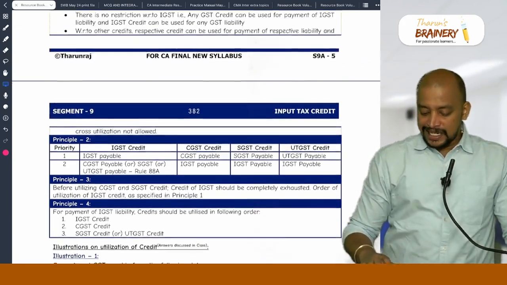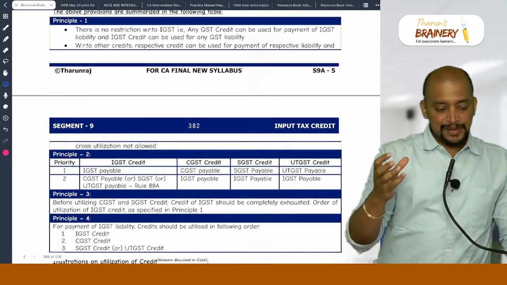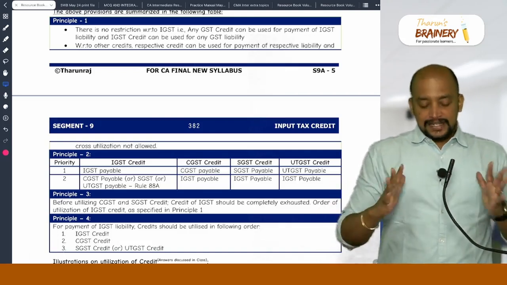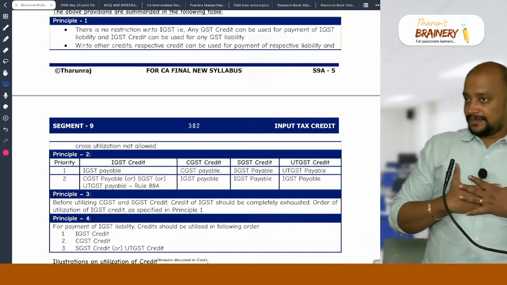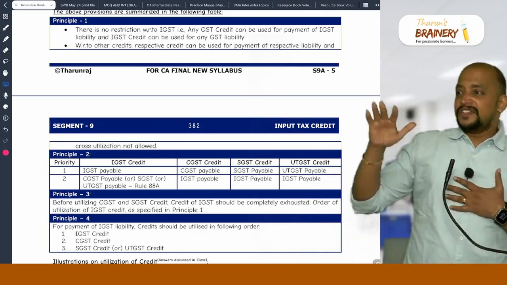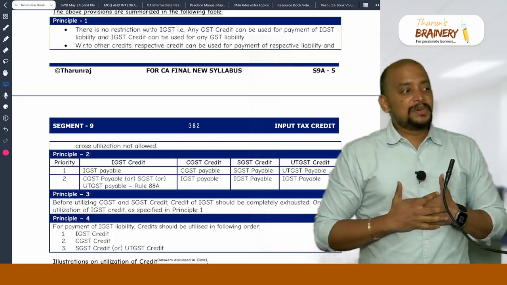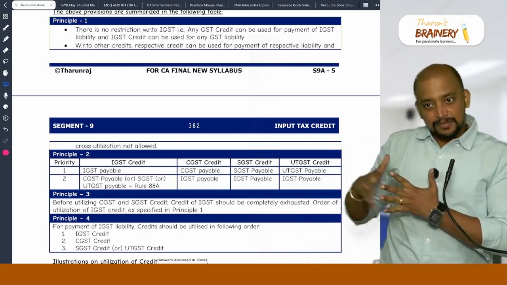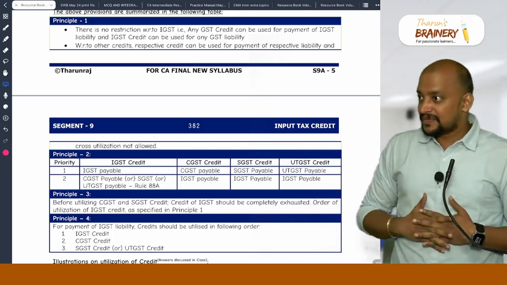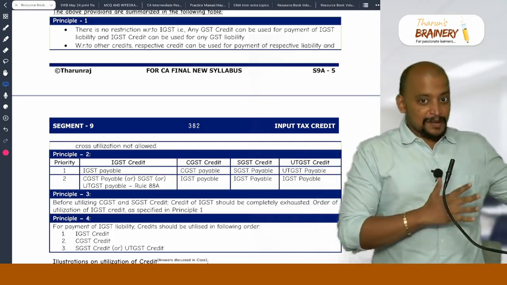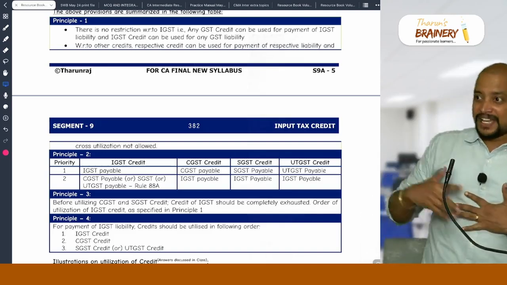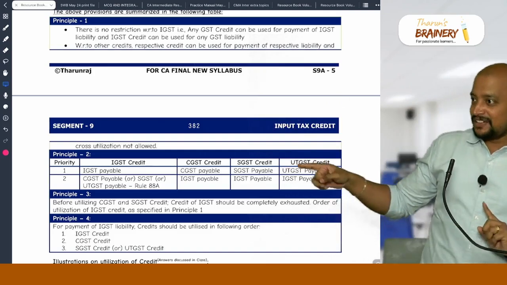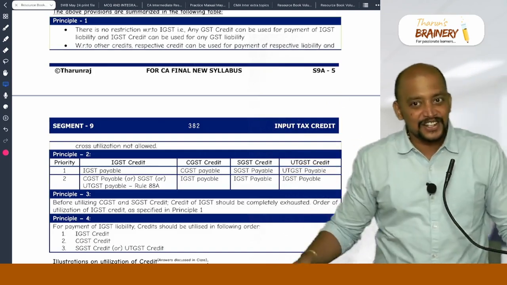Usually, I tell the students to remember this in an easy way. For example, I am IGST, my wife is CGST, and my parents are SGST or UTGST. I will adjust with my wife, and my wife will adjust with me. I will adjust with my parents, and my parents will adjust with me. But my wife will not adjust with my parents, and my parents will not adjust with my wife. That is the family law, correct or not?